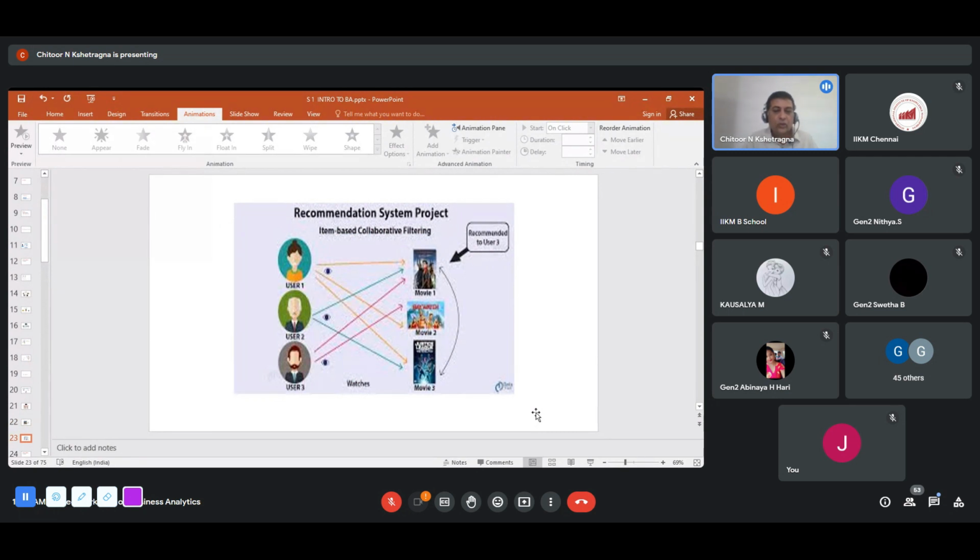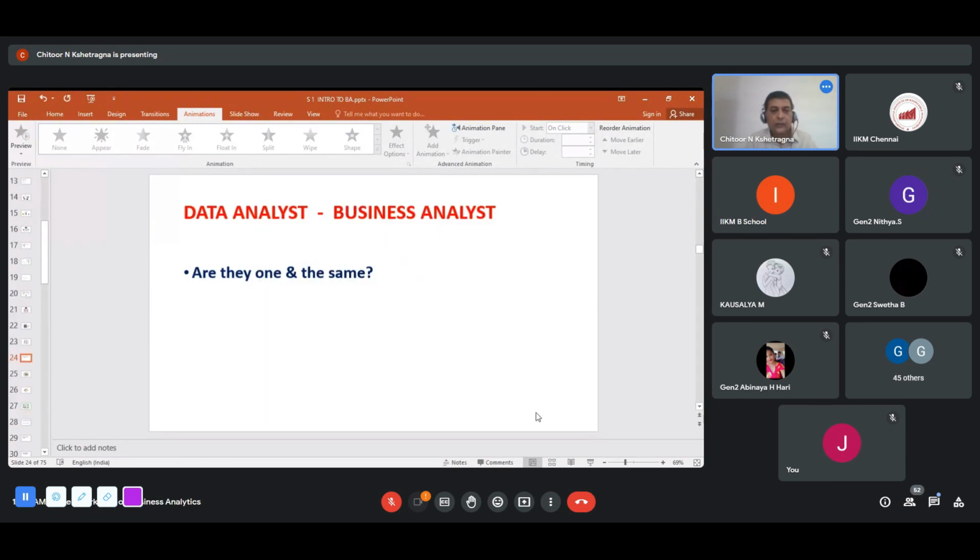User one, user two, user three, movie one, movie two, movie three, what you watch. And then for user four, you give a recommendation. User three, you give a recommendation. So again, impossible to do by human calculation. Machine learning, artificial intelligence does this for us. Okay. So now it goes back to the question, what's the difference between a data analyst and a business analyst? Are they one and the same? Let's get clarity on this so that you're clear once and for all.